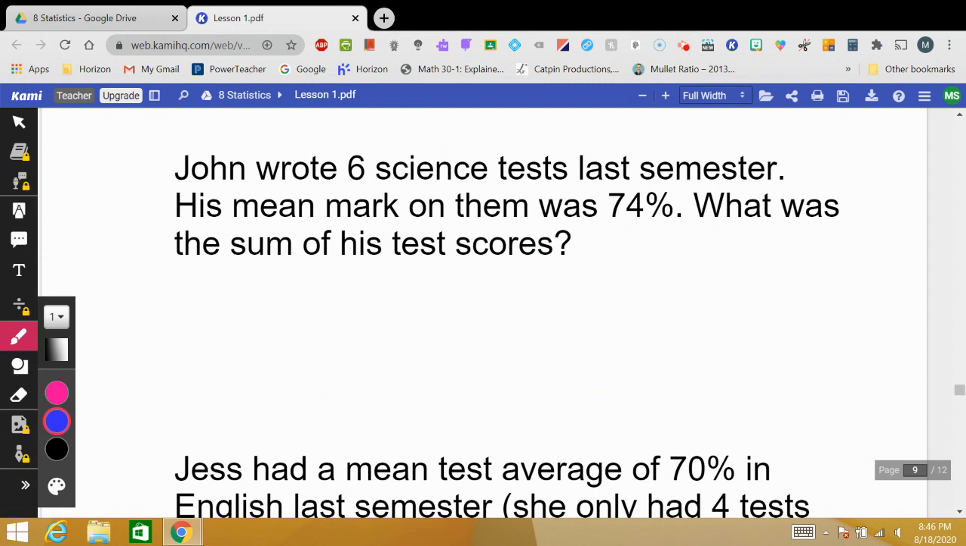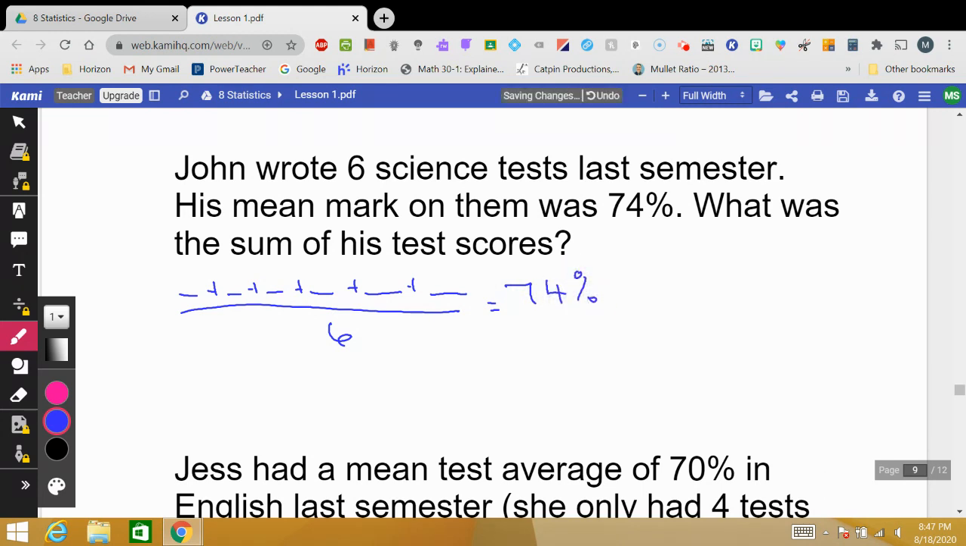Okay, so we're going to do a little bit of problem solving now with the mean, median, and mode, focusing mainly on the mean. So first example here. John wrote 6 science tests last semester. His mean mark on them was 74%. What was the sum of his test scores? In order to calculate the mean, we would go 1, 2, 3, 4, 5, 6. We'd add up all 6 test scores, divide by 6, and we get his average. And his average was 74%.